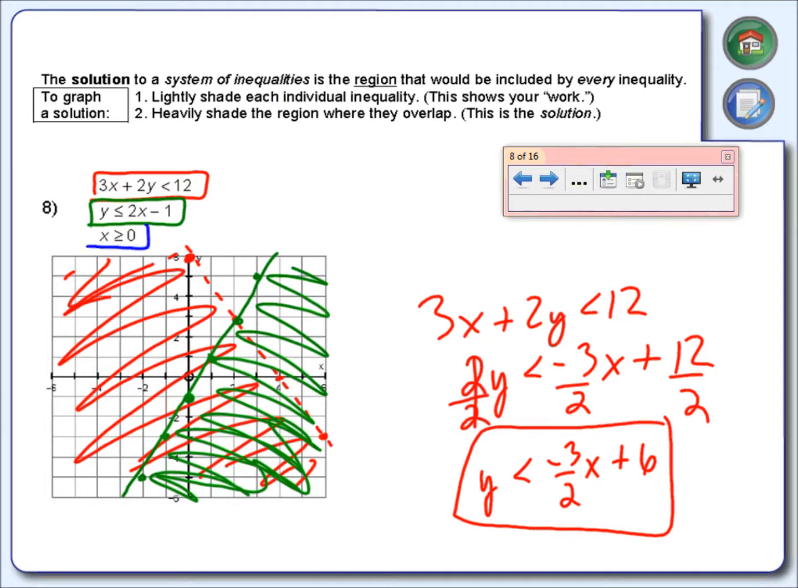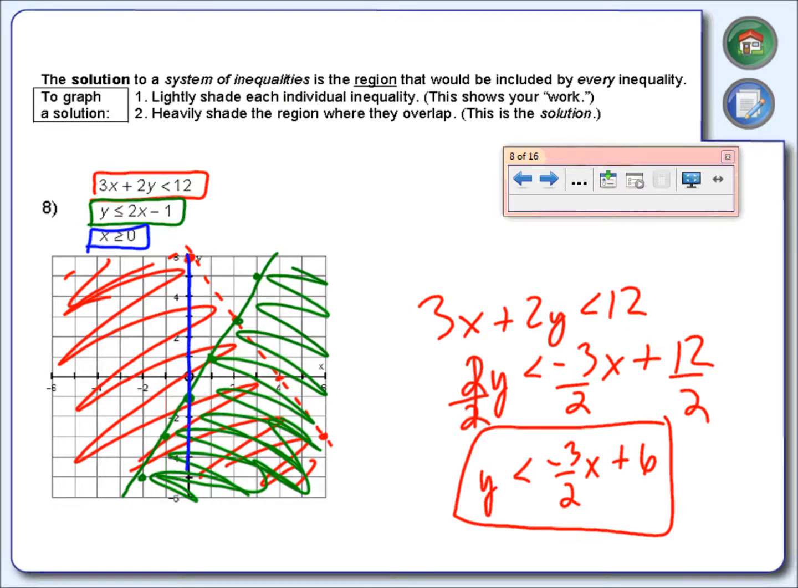The third one we have here is x is greater than or equal to 0. Now this time it's the y that's missing. And when that y is missing, we have an undefined slope. Anybody remember what kind of line we're going to get on this one here? Vertical. It's going to be a vertical line, straight up and down. Matter of fact, it's going to go right through 0.